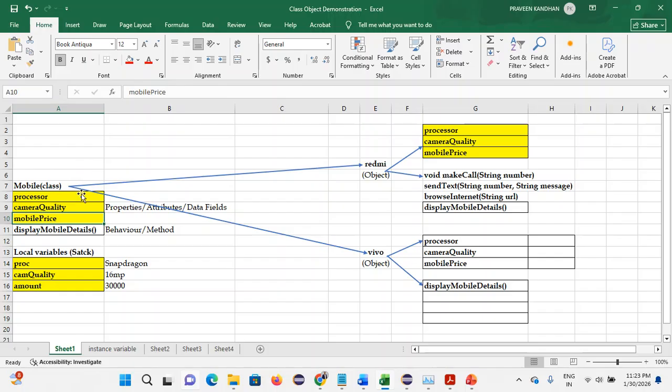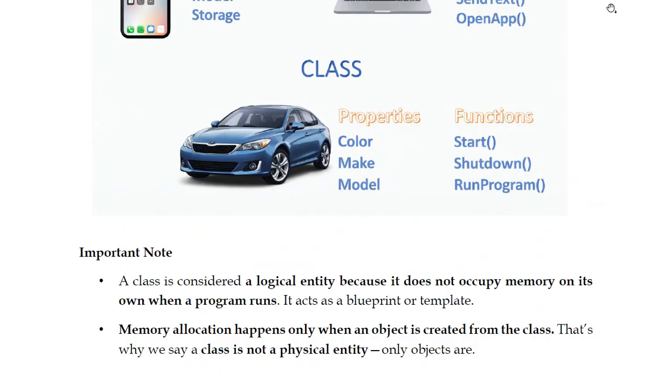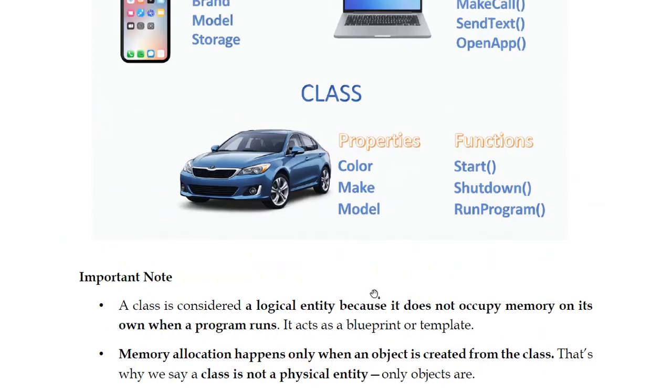Initially, it will be in the class area. After that, it will move on to the heap memory object. Whatever processor I give, that will be the processor; camera quality 30 megapixel means 30 megapixel; mobile price 50,000 means 50,000. The methods are make a call, send text, browse internet, display the mobile details. So this is just a compartment, a template.